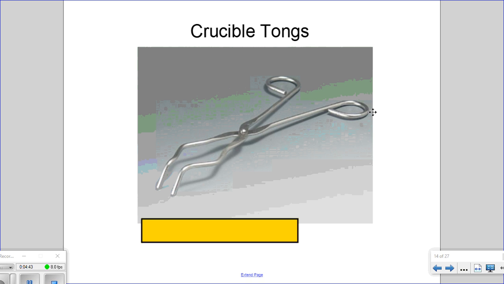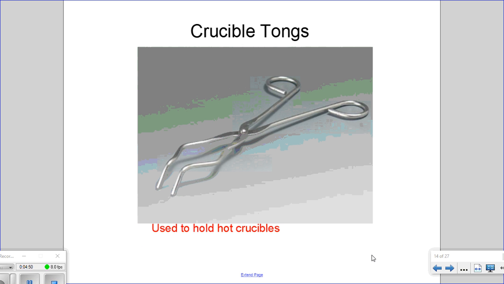Next we have a set of tongs that are specifically referred to as crucible tongs. And crucible tongs are used to hold hot crucibles. They have this groove within them that allows you to hold the bowl part of the crucible, and these narrow ends here that allow you to grip the lid of a crucible.